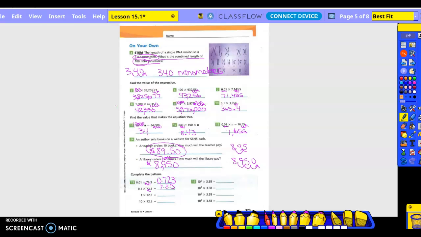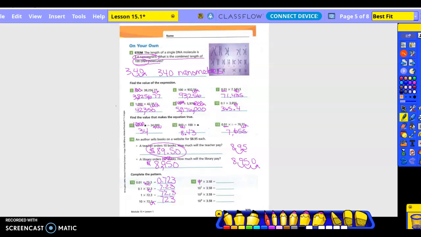I'm taking 72 and 3/10 times 1. Anything times 1 is itself. So 72 and 3/10. I'm multiplying times a whole number. Am I going to the left or to the right? To the right. How many zeros are on that whole number? 1. So I'm going 1 place to the right, and my answer is 723.